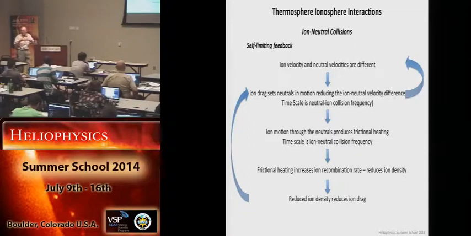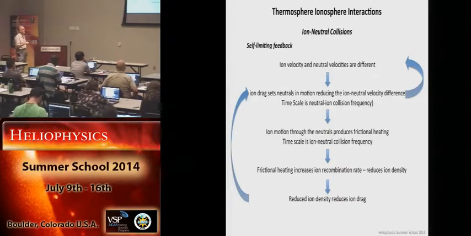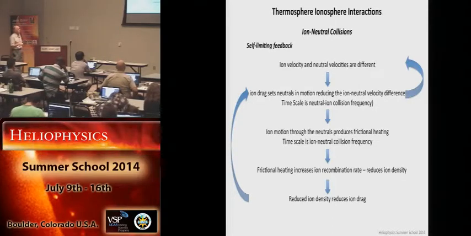This will decrease the velocity difference between the ions and the neutrals. And there's a time scale associated with that. And that time scale depends on the neutral-ion collision time. At the same time, the ion motion through the neutrals produces frictional heating. This frictional heating depends on the ion-neutral collision time, on how frequently the ions strike the neutrals. But this frictional heating increases the recombination rate, which reduces the ion density. And that reduces the efficiency with which the ions can collide with the neutrals, because there's not so many of them. So this reduces the ion drag.